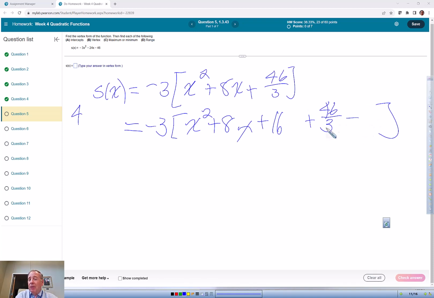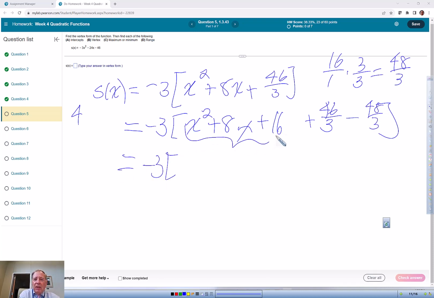But I need a common denominator of thirds. So I'm going to say 16 over 1 times 1 in the form of 3 over 3 is 48 thirds. So minus 48 thirds. So completing the square means that I turn this into x plus that number all squared. And then 46 thirds minus 48 thirds is negative 2 thirds.